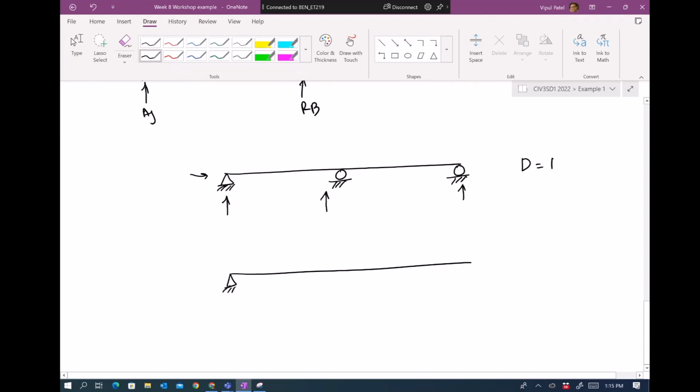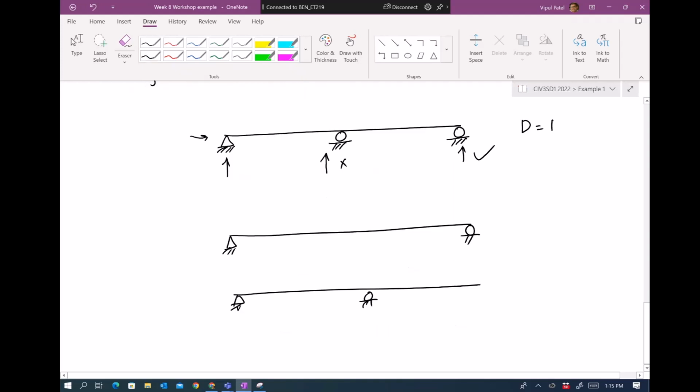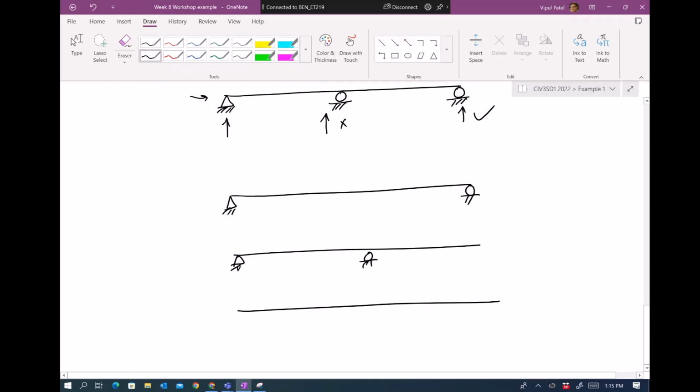Now there are a couple of options. You can make this a redundant; that is the first option. Another option is to make this one the redundant; that is the second option. Now there is a third option, where you make this pin a roller. Option 1, option 2, option 3. Now option 3 is not going to work.